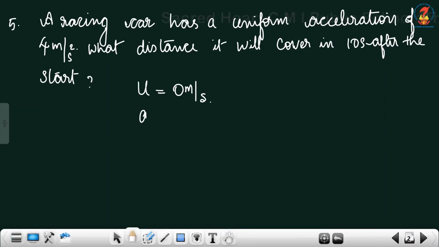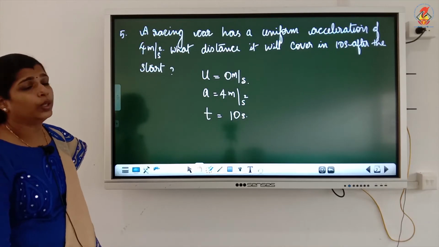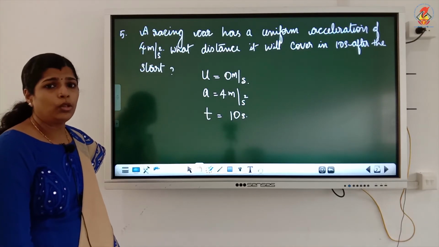Then acceleration A equal to 4 meter per second square. Then time T equal to 10 seconds. Now, you need to find the distance travelled. U is given, A is given, T is given. Which equation can you use?